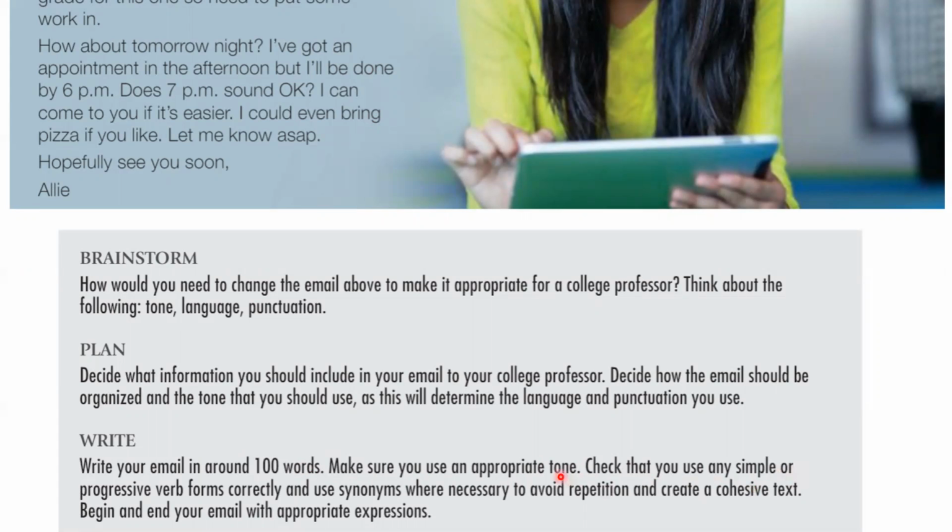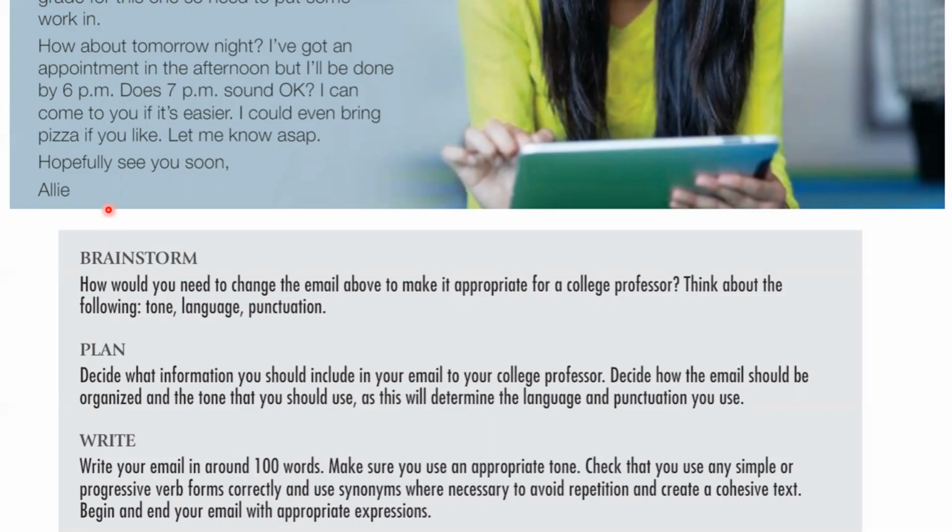Check that you use any simple or progressive verb forms correctly and use synonyms where necessary to avoid repetition. And create a cohesive text. Begin and end your email with appropriate expressions. Okay? Remember that there are some expressions that are more appropriate when you're writing a formal email. All right? That you can use at the beginning of the email, like dear professor. Well, maybe that is a formal way to say it, or maybe it is an informal way to say it. You have to check that.